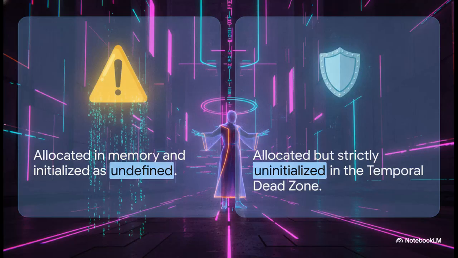Now, how it allocates that memory depends entirely on your syntax. Good old legacy var declarations get allocated and automatically initialized as undefined, and we have all felt the pain of unpredictable undefined errors sneaking into legacy code. Modern let and const, on the other hand, are allocated but strictly remain uninitialized in what we call the temporal dead zone, or TDZ. Try to touch them before execution reaches their line, and the engine throws a hard error. It's a massive, massive safety upgrade for the grid.